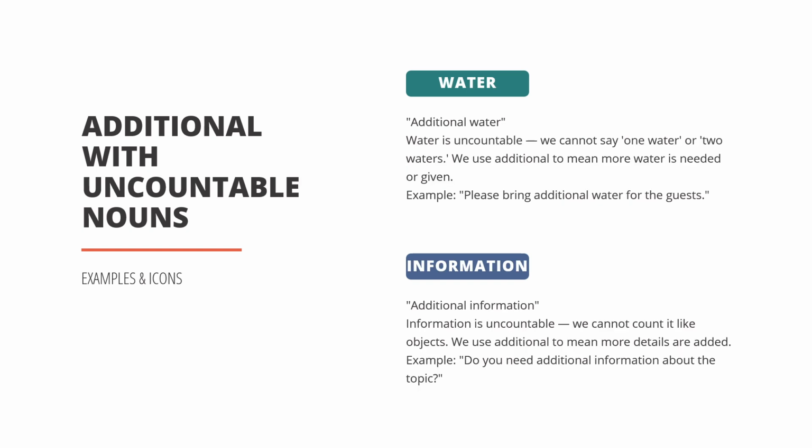Additional also works with uncountable nouns. Uncountable nouns are things you cannot count. For example, additional water. Additional information. You cannot count water or information.